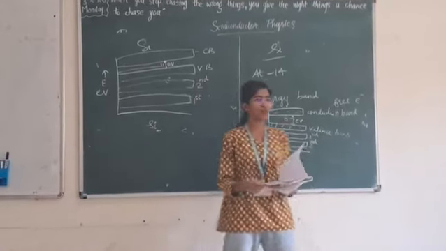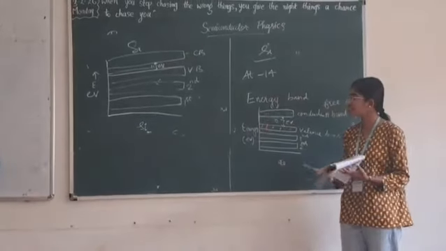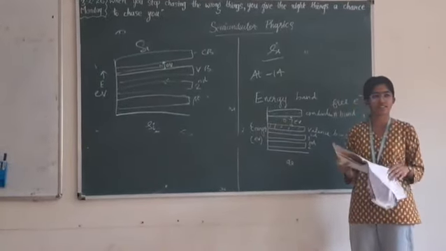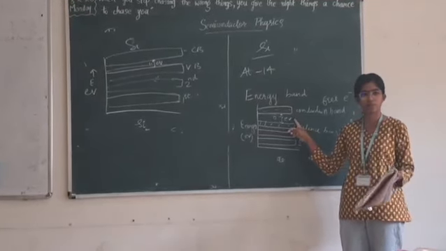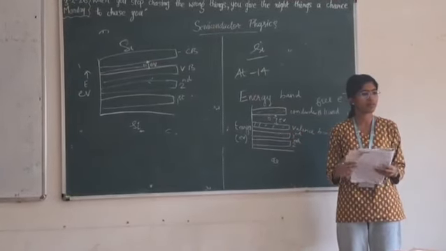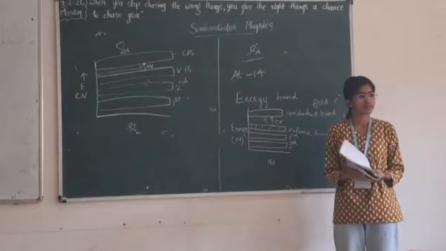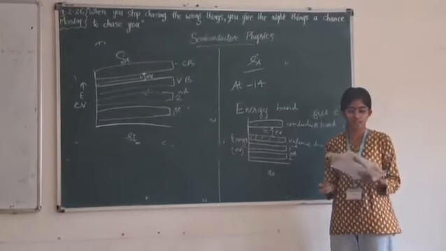What is the forbidden energy gap of germanium? Forbidden energy gap of germanium is 0.7. So, what is the forbidden energy gap of silicon? 1.1 electron volt.